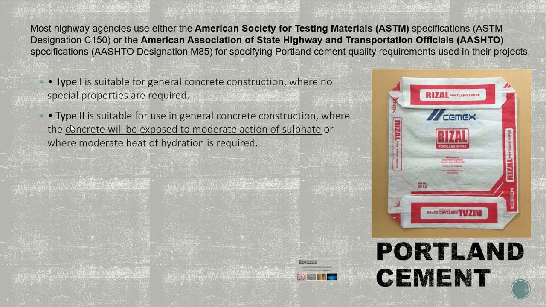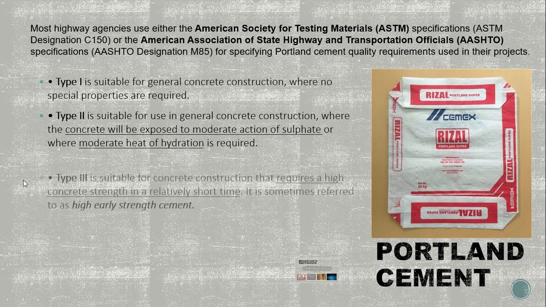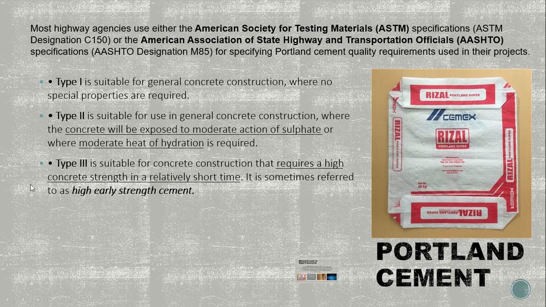The second is the Type 2. It is suitable for use in general concrete construction, where the concrete will be exposed to moderate action of sulfate or where moderate heat of hydration is required. Type 3 is suitable for concrete construction that requires a high concrete strength in a relatively short time. It is sometimes referred to as high early strength cement.